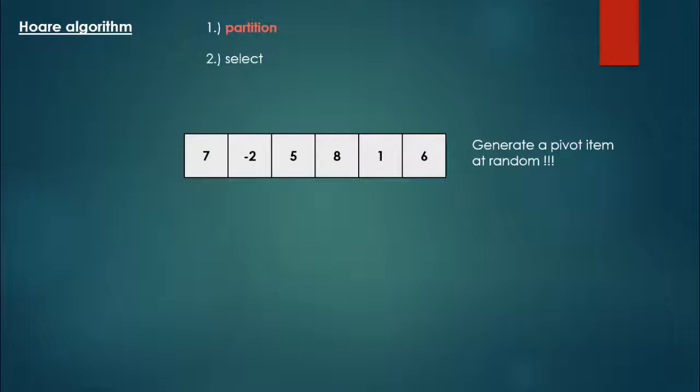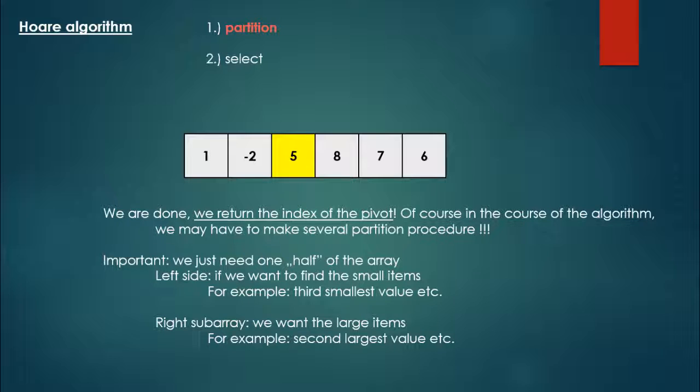We generate a pivot number at random, for example 5, and basically that's what the partition phase does: we have to decide what are the items that are smaller than 5 and what are the items that are greater than 5. The items that are smaller than 5 are going to be on the left side, so in the left subarray, and the items that are greater than the pivot item are going to belong to the right subarray. So at the end of the partitioning phase, we are going to end up with something like this.